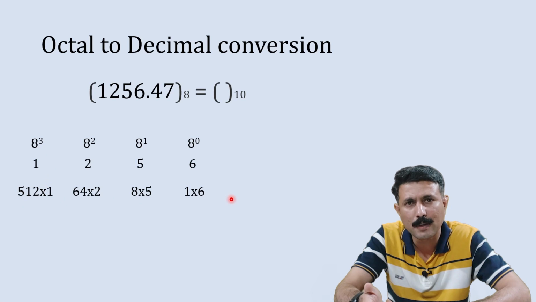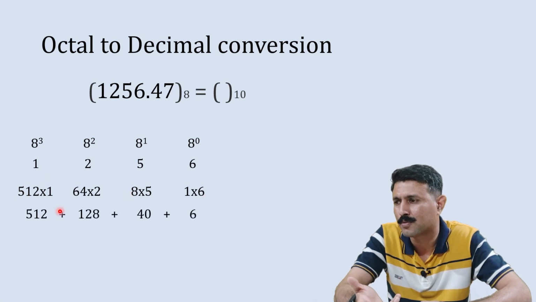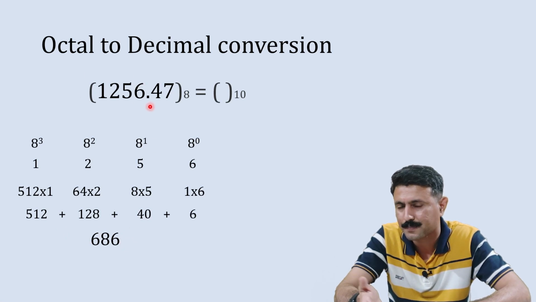Once you get all this multiplication, then you're supposed to add these numbers together. 512, 64 into 2 is 128, 8 into 5 is 40 and it is 6. So when you add all these numbers, you will get 686. This is the decimal equivalent to this number.